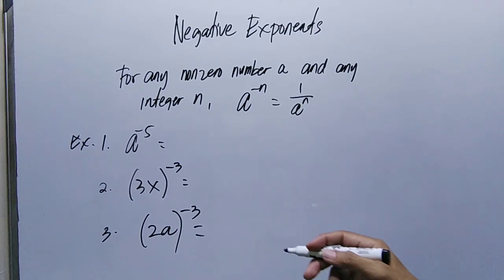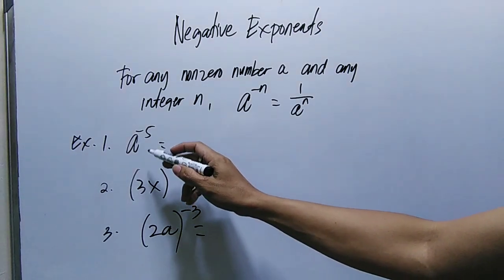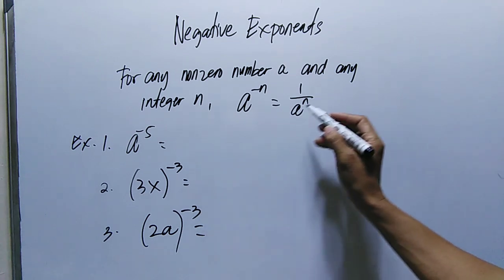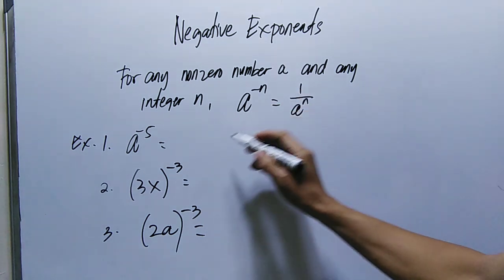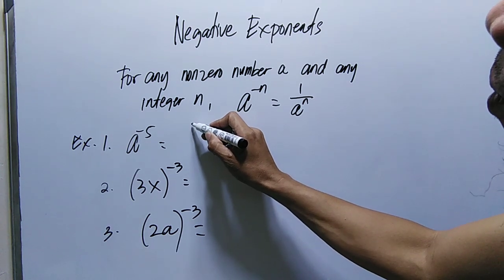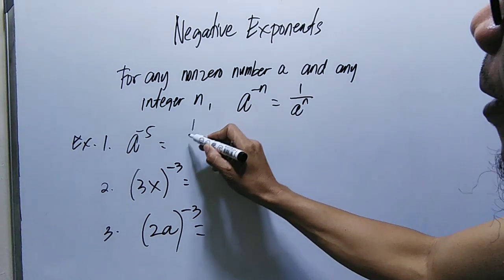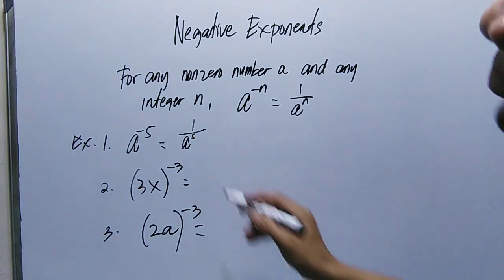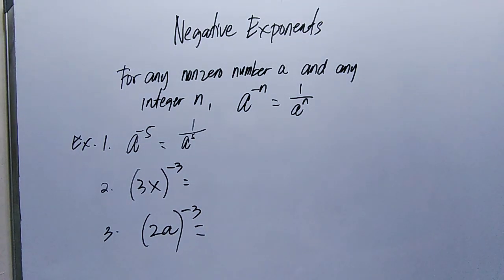Okay, example number 1. A raised to the power of negative 5. So based sa ating rule na kapag negative ang kanyang exponent, meron dapat yung numerator is 1 over a raised to the power of 5. Wala nang negative si 5.